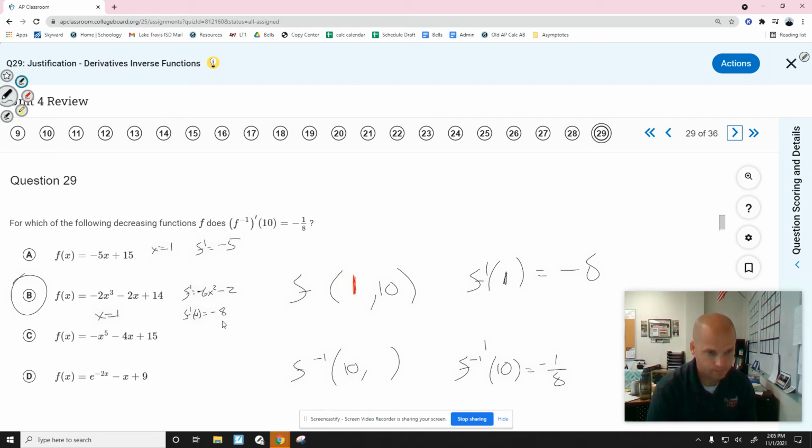Let's look at C and D. If I plug in 1, I get 10. So like -1 minus 4. So let's find the derivative. The derivative is -5x to the fourth minus 4. If I plug in 1, I get -9. That's not what I'm looking for. I'm looking for this derivative that equals -8. How do I get 10 here?